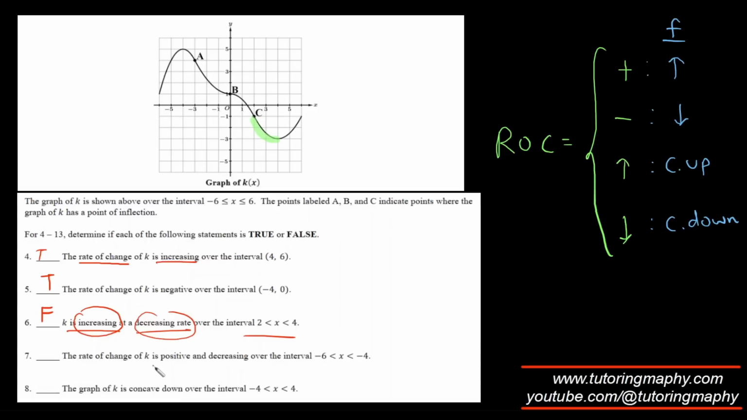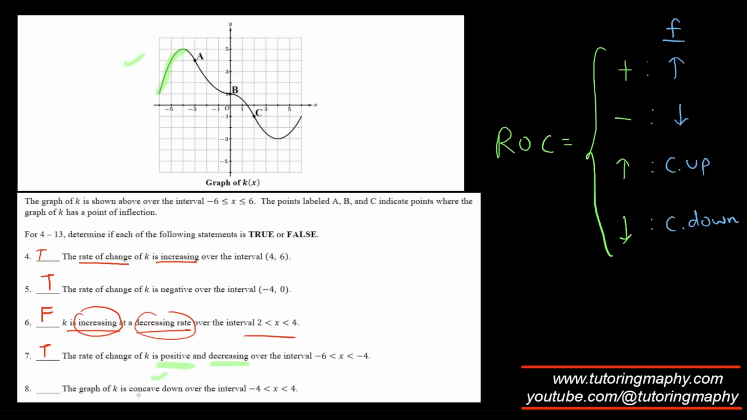Okay, then they are saying ROC is positive and decreasing over the interval -6 to -4. Let's first mark -6 and -4 here. ROC is definitely positive because the function is increasing. ROC is positive means the function is increasing, so that's true. And ROC is decreasing means the function is concave down. That's also true because this is a downward cup. This is a frowning face. So this is absolutely true.